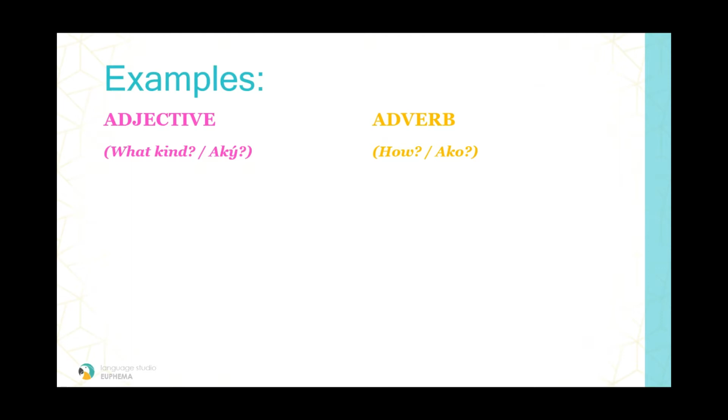Okay, now a couple of examples to contrast. So first, adjectives. The question is what kind? And then adverbs. How? We will transform, all right? So, slow. What kind of walker is he, for example? He is a slow walker. And then adverb is slowly. So the question is how? How does he walk? He walks slowly.